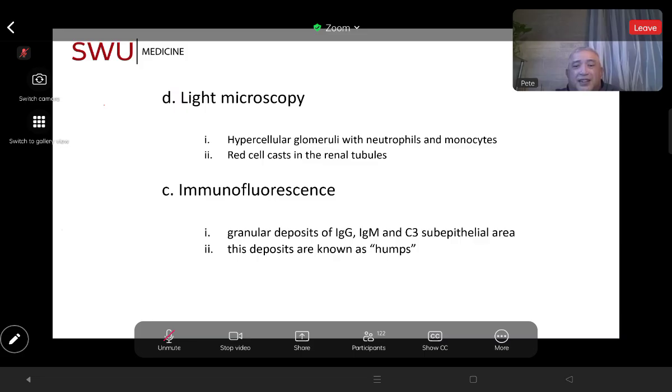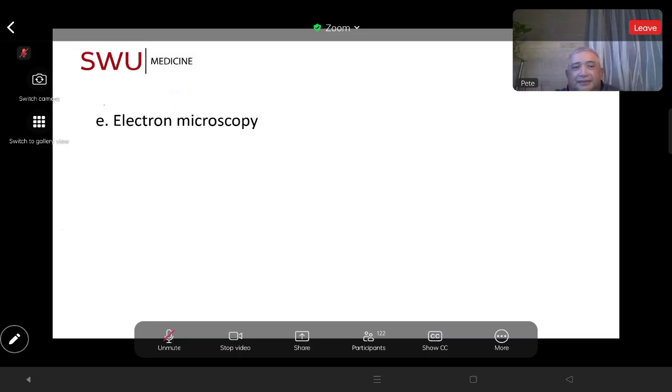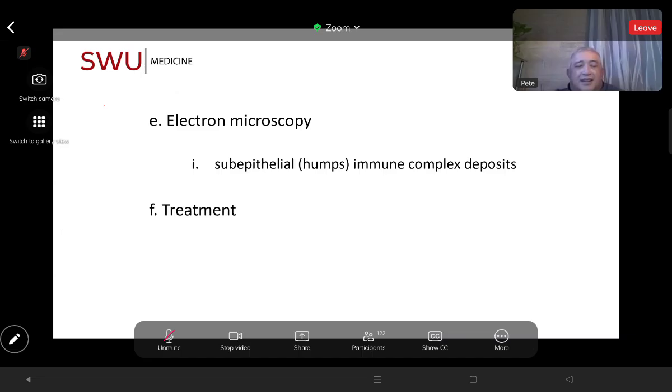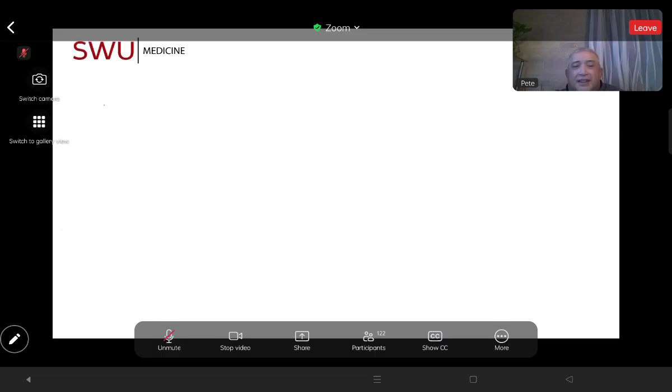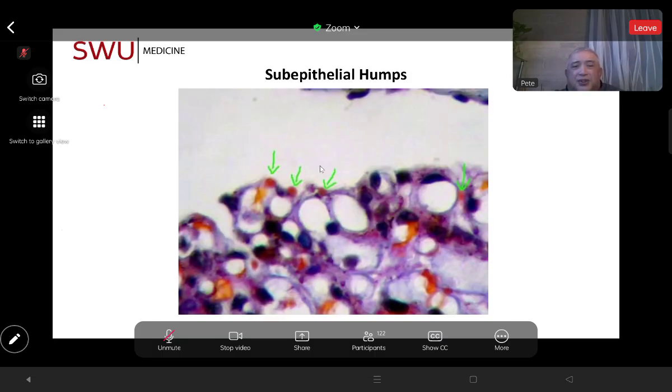Now, immunofluorescence will give you granular deposits of IgG, IgM, and C3, and these are known as your subepithelial humps. With electron microscopy, you can see the subepithelial humps. Treatment is conservative. This is a picture of your subepithelial humps. You have like a camel's hump. You can see this in electron microscopy.